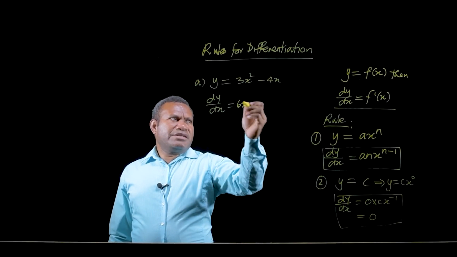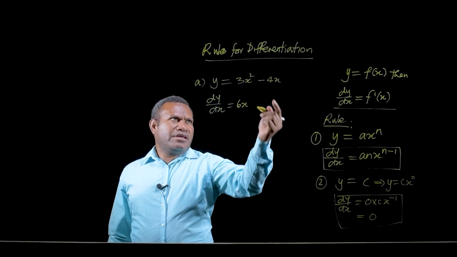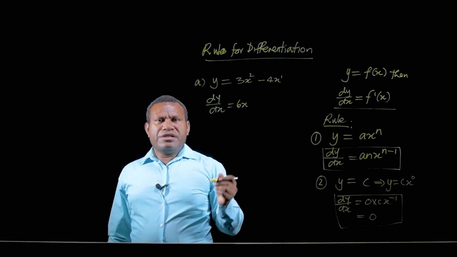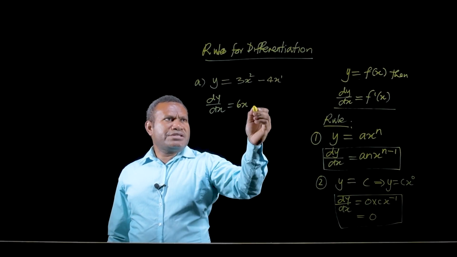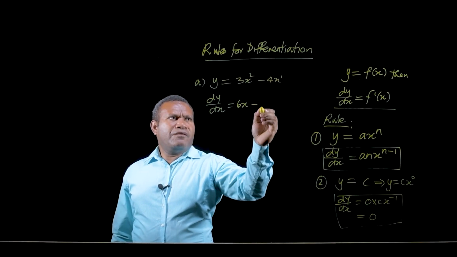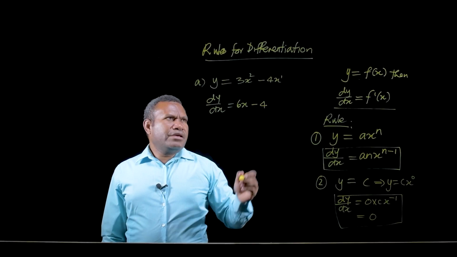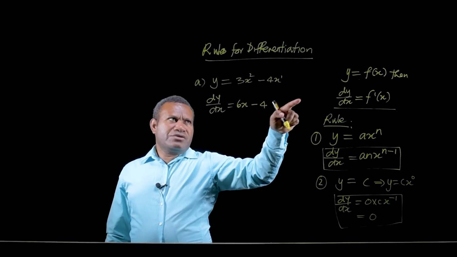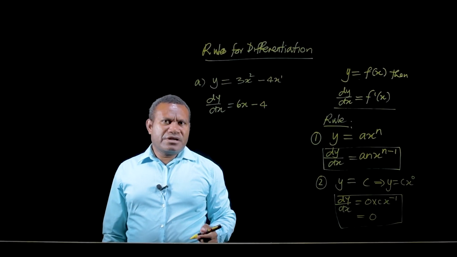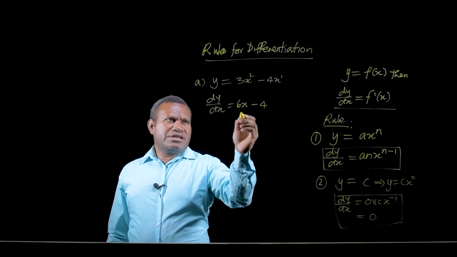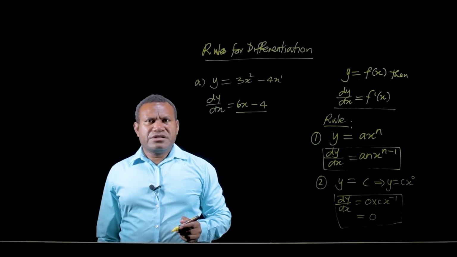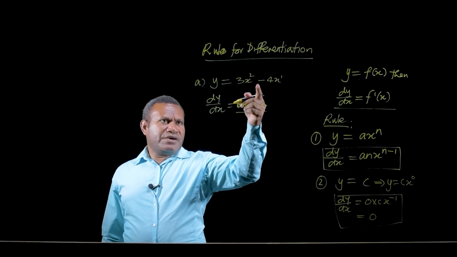And then we apply the same rule to this term here. You know, there is power 1 there. So 1 brought in front, 1 multiplied by negative 4 is negative 4, right? 1 take away 1 will be 0, and x raised to the power of 0 is just simply 1. So 1 times negative 4 is negative 4. So this is the gradient function of this function.